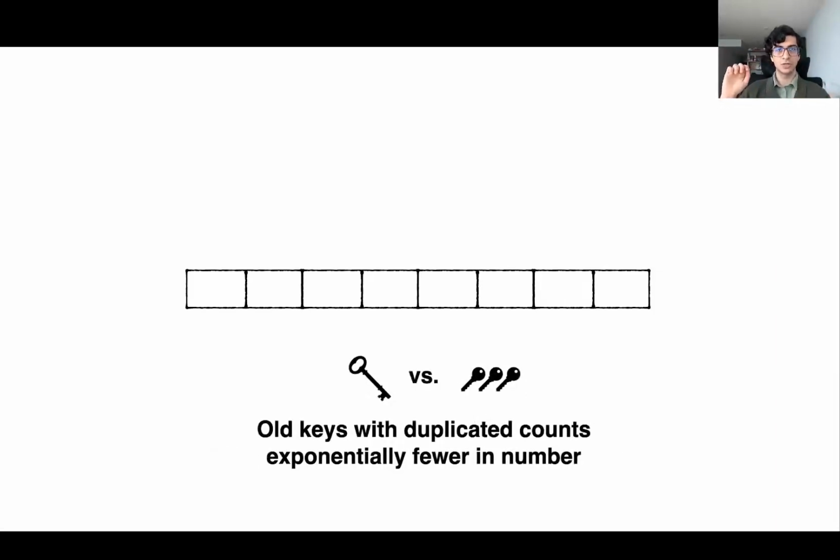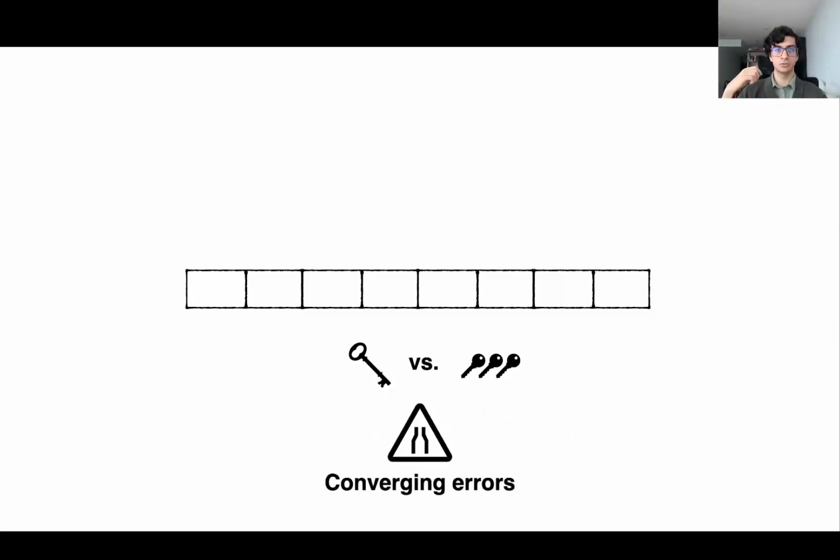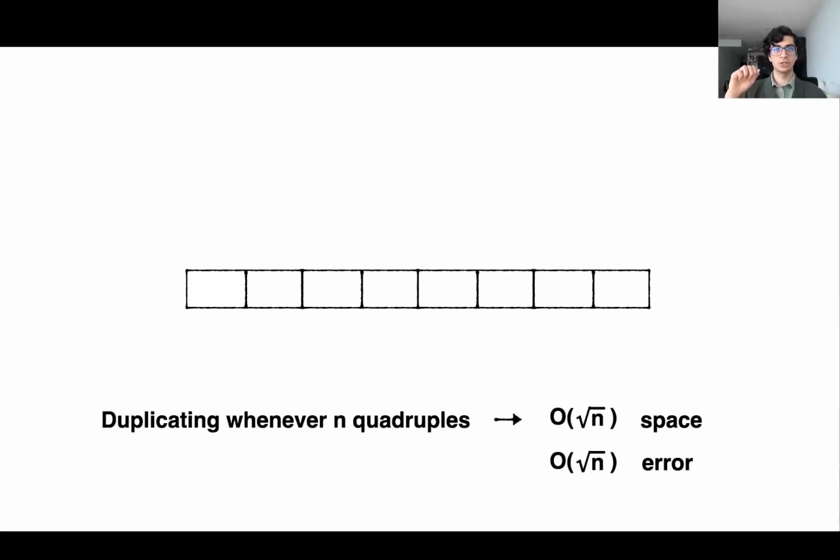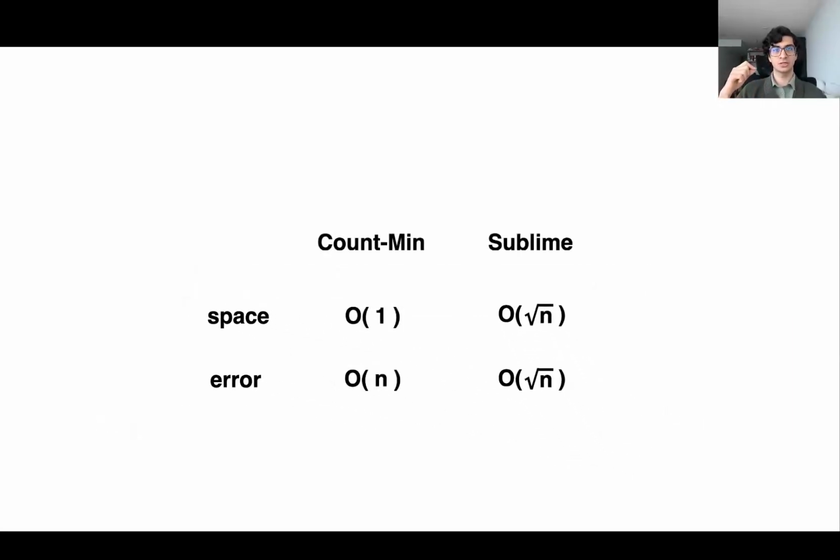Nevertheless, we show that the old keys whose counts are duplicated are exponentially fewer in number compared to the new keys, meaning that they contribute less and less to the overall error, allowing the error to converge. Specifically, we show in the paper that duplicating when the stream length n quadruples leads to square root n space and square root n error. Compared to a classic count-min sketch, this consumes slightly more space, but allows for significantly slower increasing errors.